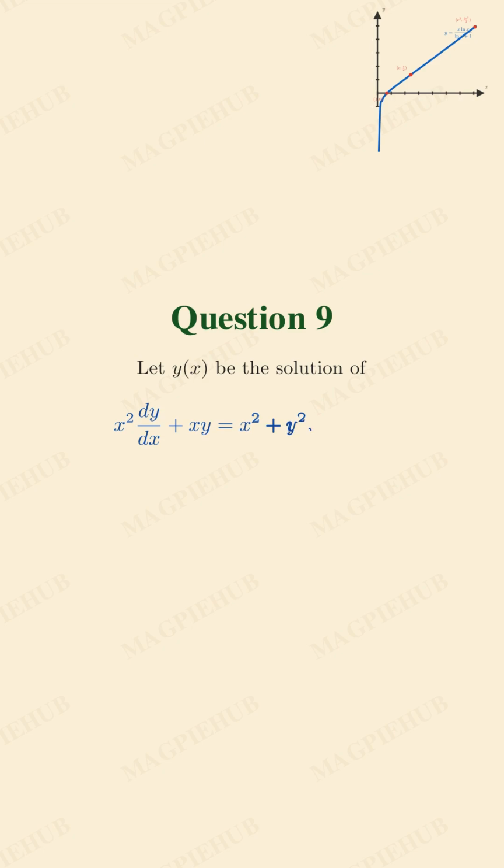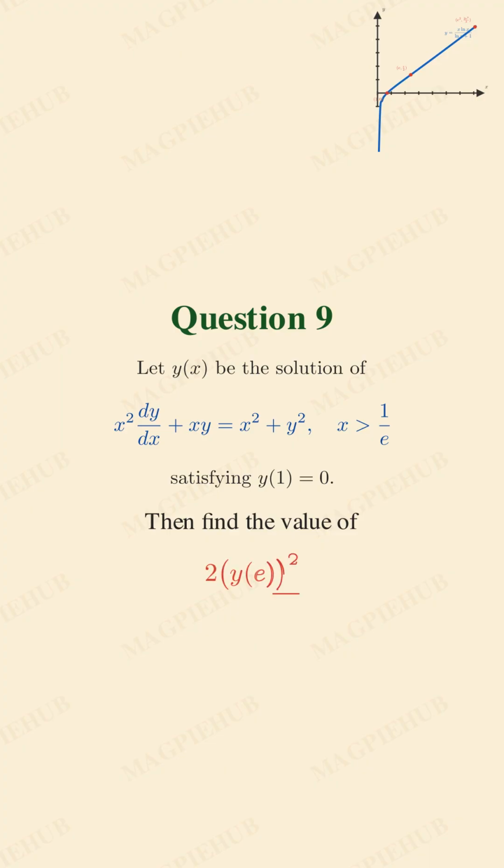The question says, let y of x be the solution of x squared times dy by dx plus x y equals x squared plus y squared for x greater than 1 over e, satisfying y of 1 equals 0. Then find the value of 2 times y of e squared divided by y of e squared.